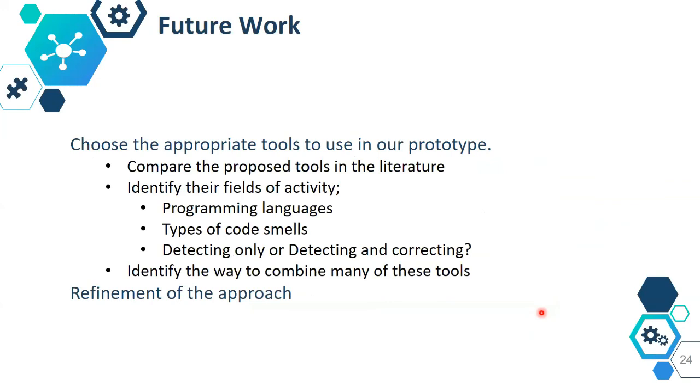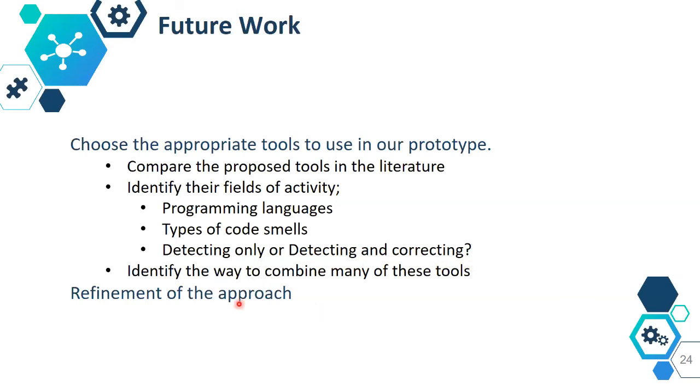Okay. Our future work will be related to making the choice of the appropriate tool to use in our prototype, to compare the proposed tools in the literature, to identify some fields of activity, some programming languages. In the beginning, we will begin with Java, but we can focus on extending our work to other programming languages. As we mentioned, there is a large number of code smells. We need to decide which of the code smells we need to resolve first. After that, we will define what kind of strategy we'll opt for, detecting only the code smells or detecting and correcting. But normally, to obtain a clean code, we need to opt for detecting and correcting.